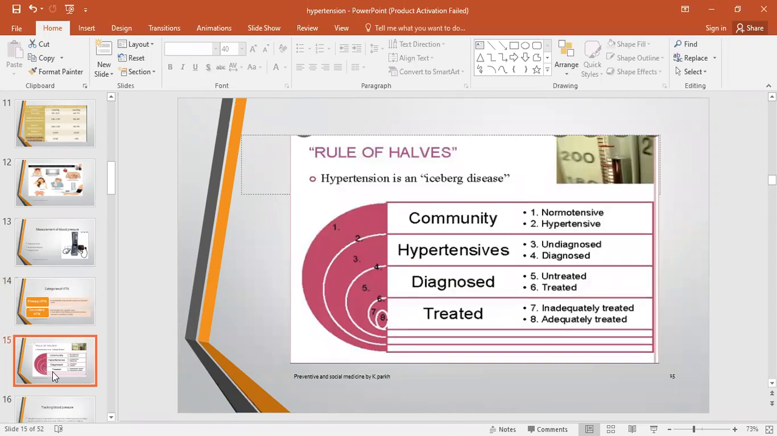Hypertension is an iceberg of disease, and a rule of half is followed in the case of hypertension. For example, in a community, 50% of people are normotensive and 50% are hypertensive. Of the hypertensive people, 50% are undiagnosed and 50% are diagnosed. Of the diagnosed cases, 50% are untreated and 50% are treated. And of the treated patients, 50% are inadequately treated and 50% are adequately treated. So this is called the rule of half in hypertension.